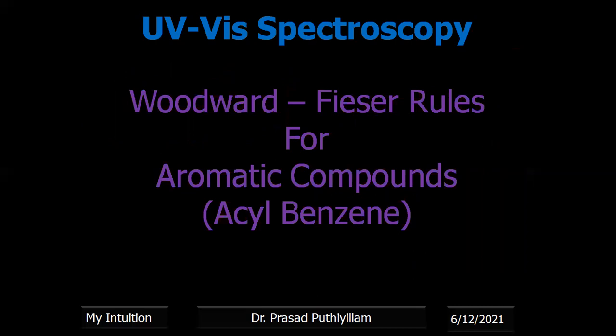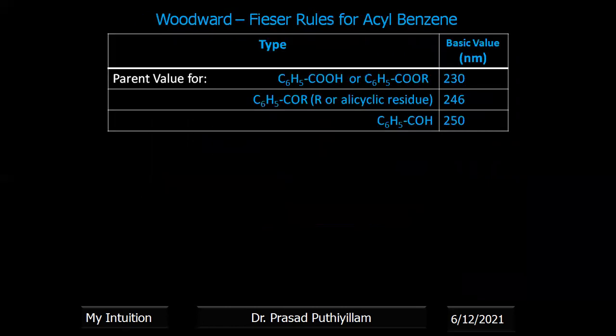Now the Woodward-Fieser rule for aromatic compounds. I'm not going into detail about all aromatic compounds; for the remaining, Woodward didn't give, and I didn't get it from the literature. Acyl benzene we are discussing as an aromatic compound. Acyl means a C double bond O or R group present in it; we call it an acyl group.